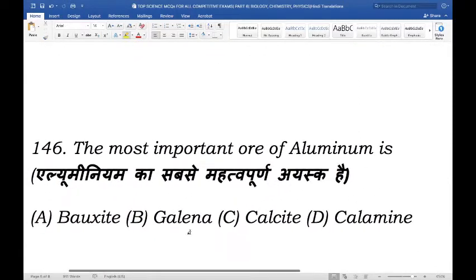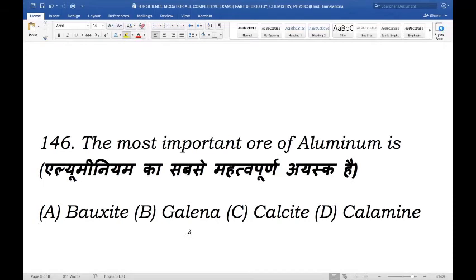Question number 146. The most important ore of aluminum is it A, bauxite, B, galena, C, calcite, or D, calamine? The most important ore of aluminium is A, bauxite.